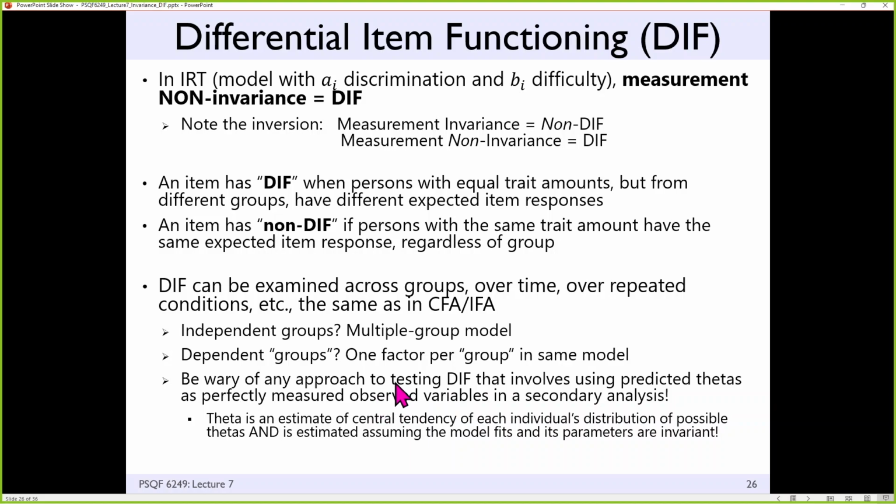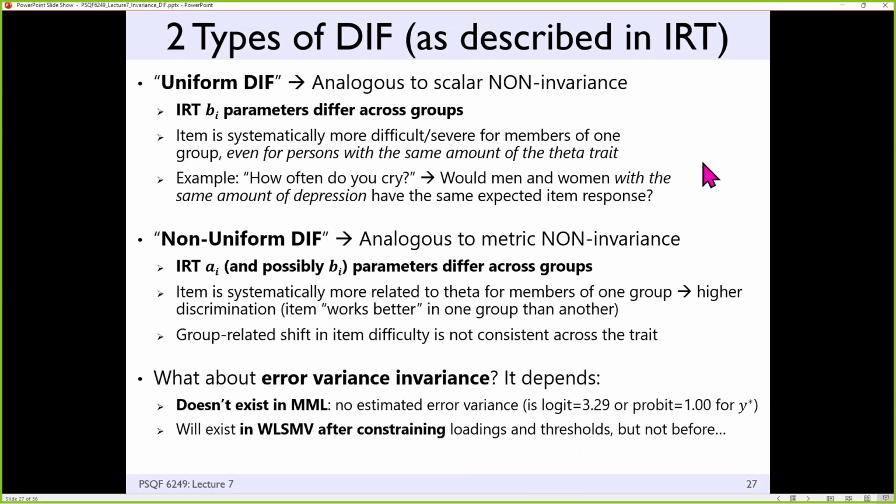Nowadays, we have better methods because we have better computing power. So in the IRT literature, there is terminology that goes with this that is somewhat parallel to what it is in CFA, but not entirely. There is a term called uniform DIF, which is analogous to scalar non-invariance. Instead of having intercepts, though, it's focused on the B parameters specifically.